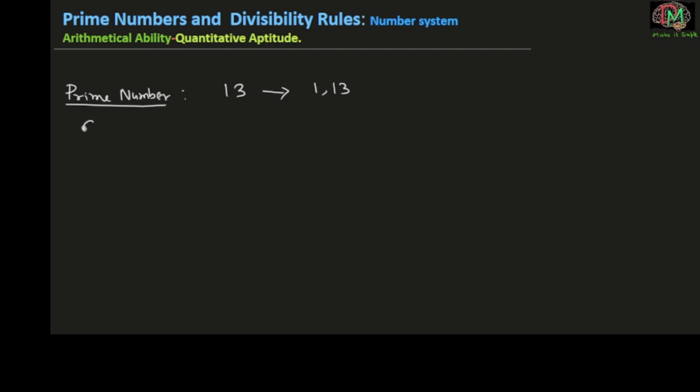And what is a composite number? The numbers that have more than two factors. Example, 12. 12 you can divide by 1, 2, 3, 4, 6 and 12. So there are more factors other than 1 and the number itself. That is, 2, 3, 4, 6 are also factors of 12.